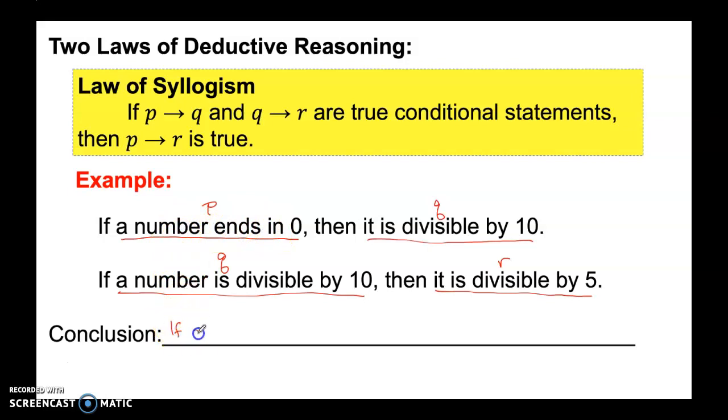So if a number ends in 0, then it is divisible by 5. So that is the law of syllogism.